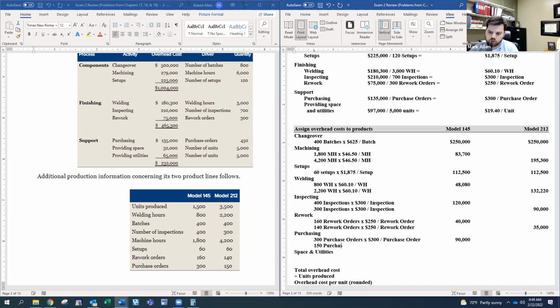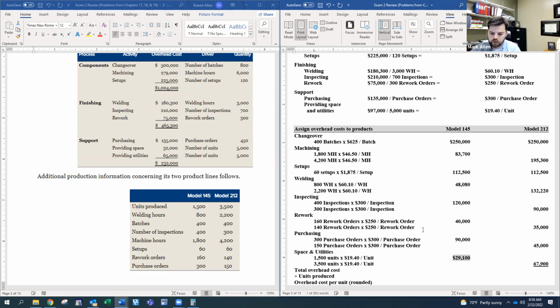Next, 150 purchase orders for model 212. Still times the $300 per purchase order. That will now come out to be $45,000. For space and utilities, this is 1,500 units times $19.40 per unit. And when you do that, this is $29,100 for model 145. And of course, 3,500 units times $19.40 per unit. That will come out to be $67,900 for model 212.